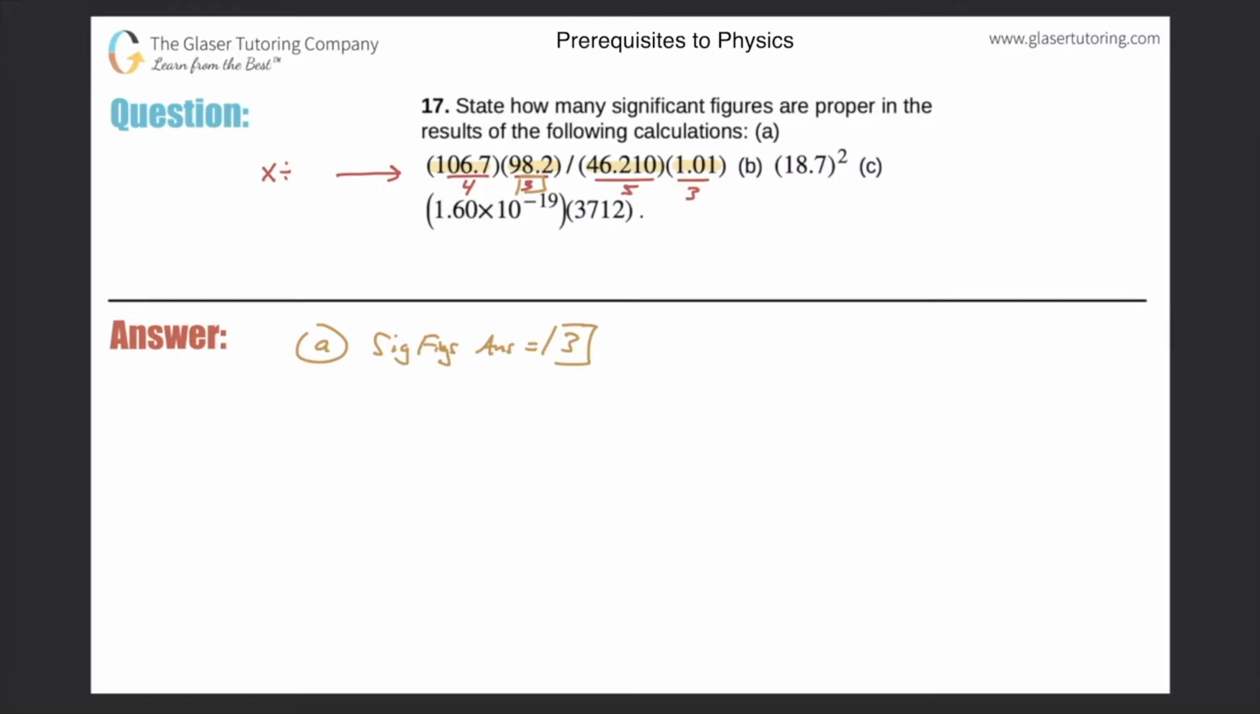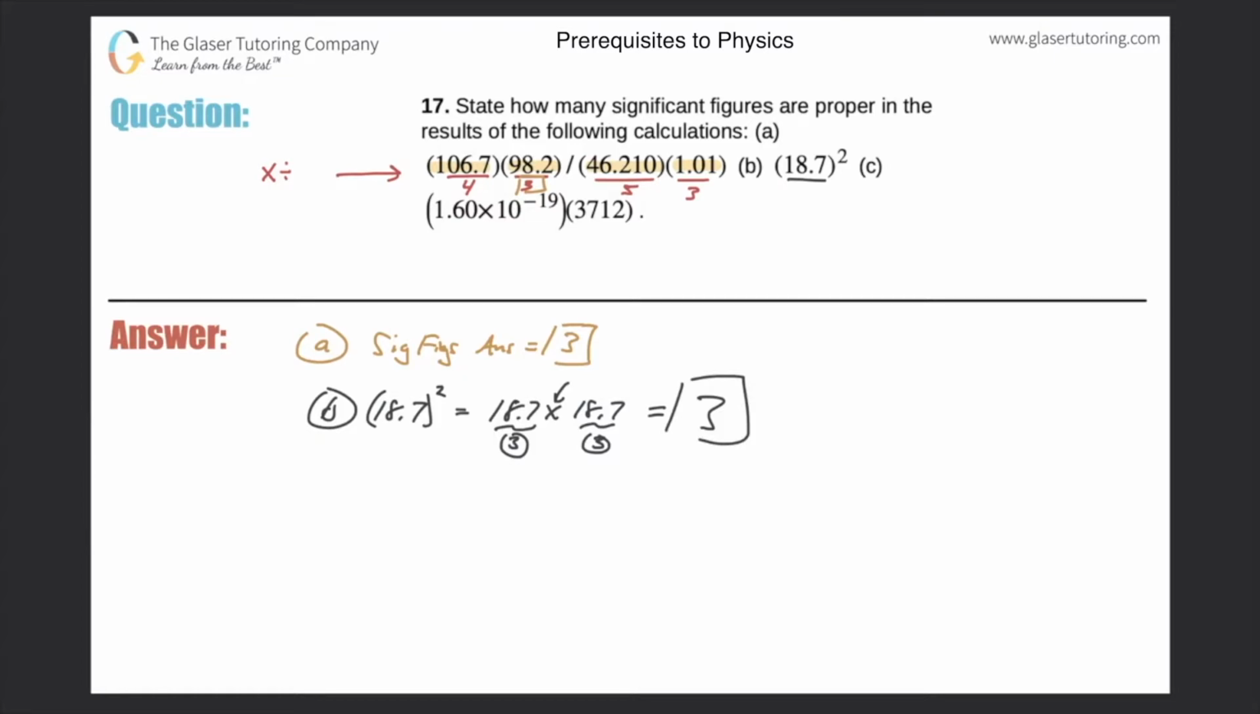Easy enough. Let's take a look at letter B. Actually, I'll change the color. Let's take a look at letter B. Now for letter B, we're doing an operation, we're squaring. So it's 18.7 squared. Let's write that down here. That's essentially the same thing as saying 18.7 times 18.7. How many significant figures does the first number have? 3. How many does the second? 3. It's a multiplication problem, and therefore my answer should match the number with the least, so it should have 3.